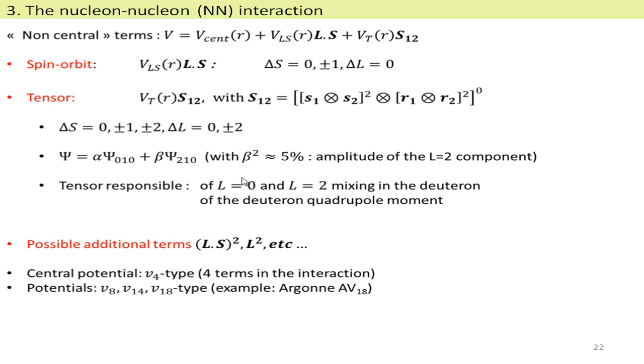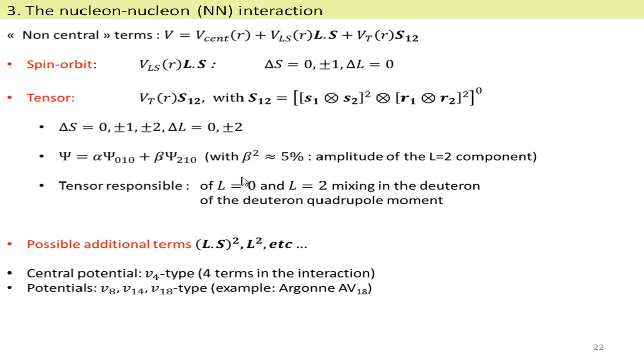So in general, these types of potentials are labeled by the number of terms that they include. The central potential is known as V4 type. The 4 refers to the 4 operators that I mentioned before. Traditionally you have potentials with 8 terms, so they include the spin orbit, the tensor, and probably these 2 operators. But if you look at the literature, very recent and highly sophisticated interactions include 14 or even 18 terms.